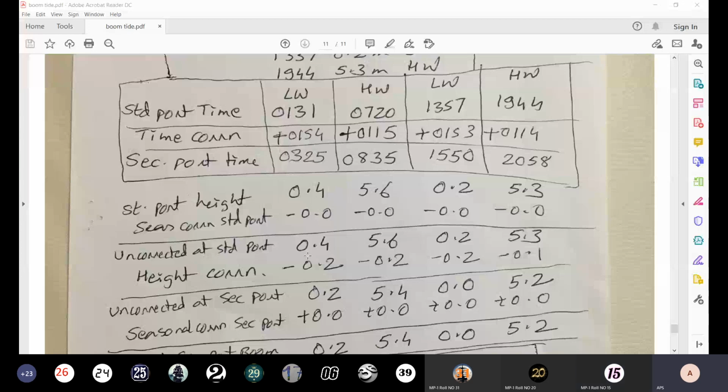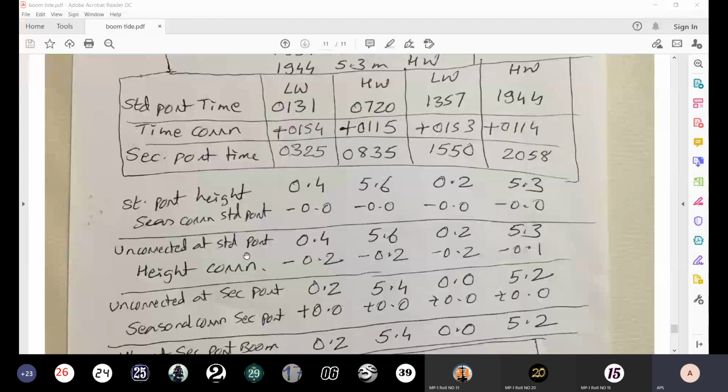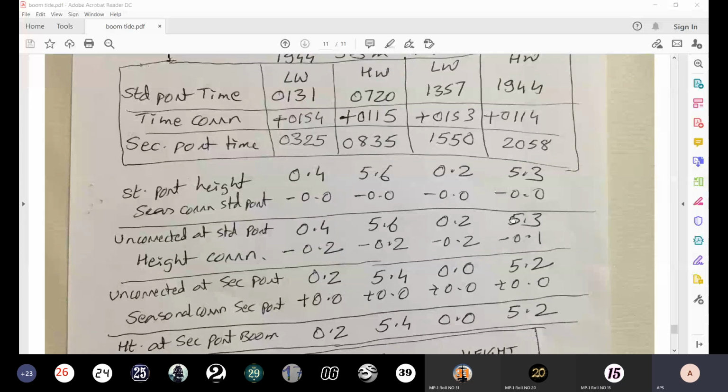So now you go to the next one. What have you got uncorrected at standard port? So the same value you're getting because it was just 0. Then we come to height correction. This I'll show you how to get.